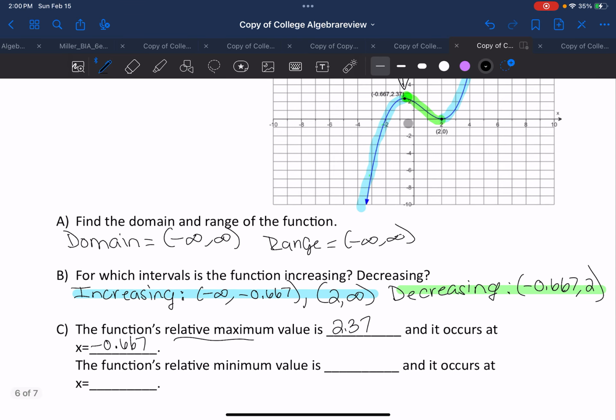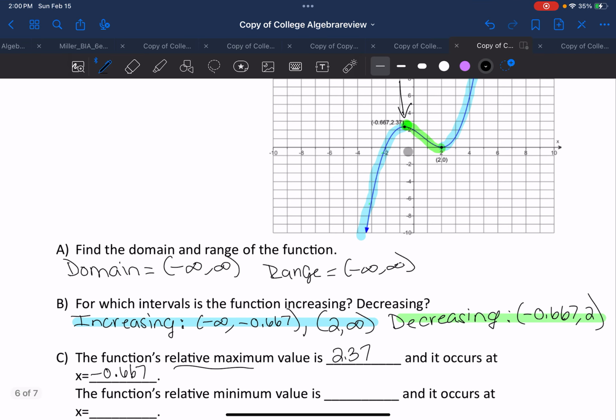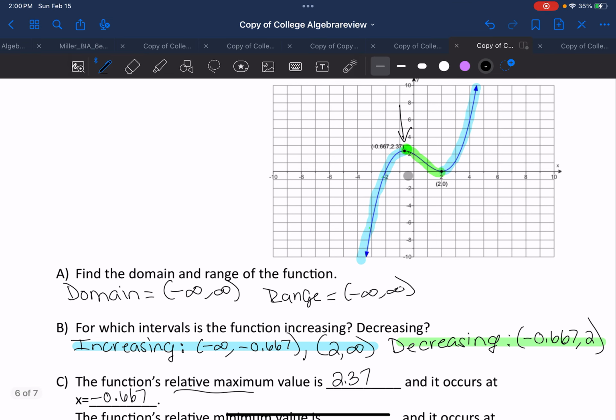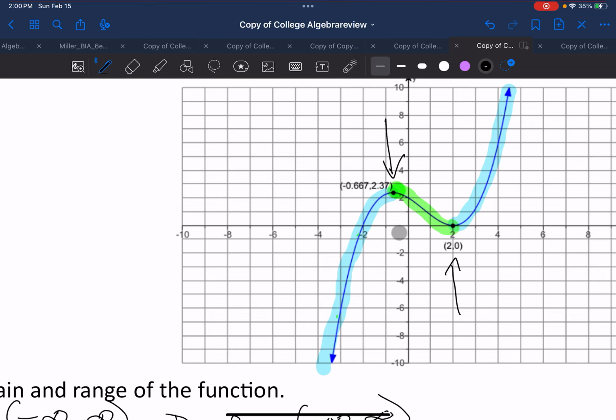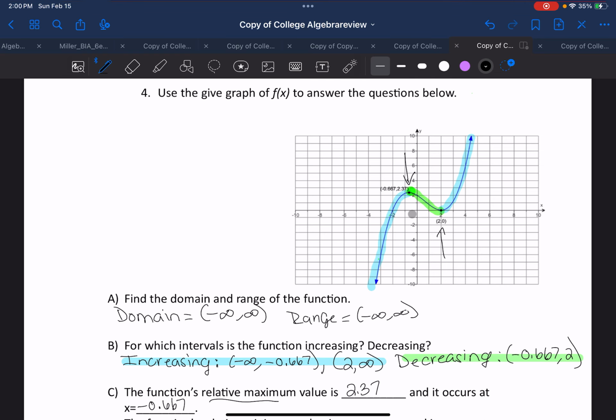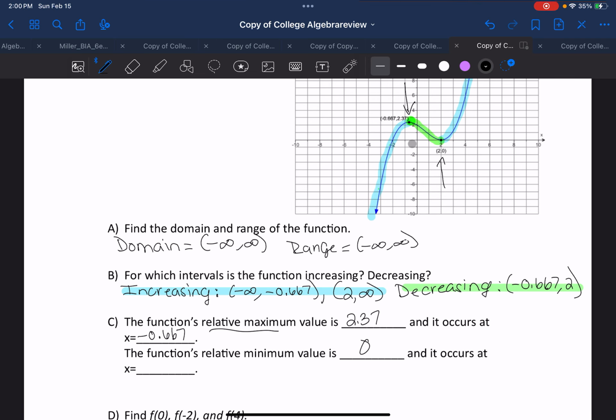And then the function's relative minimum value, these are any bottoms of the valleys. So that would be this point here. The y value of that point is 0. So that relative minimum value is 0. And it occurs at the x value of 2.